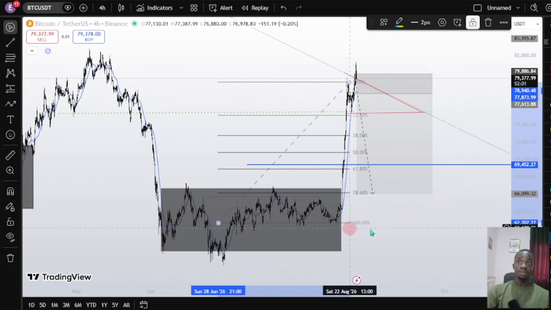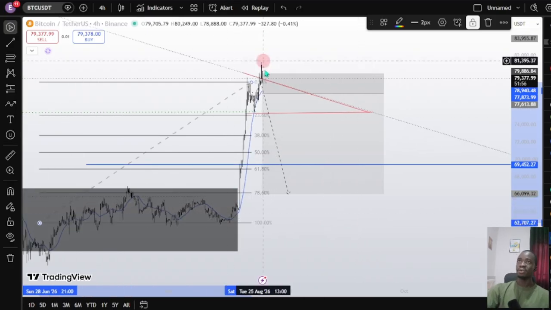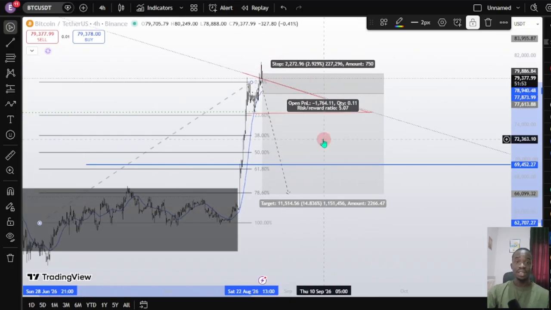But that is just my own postulation, my own thoughts. If you are trading long, please take out a profit, and if you want to short, don't enter yet. Wait for the confirmation before you short.